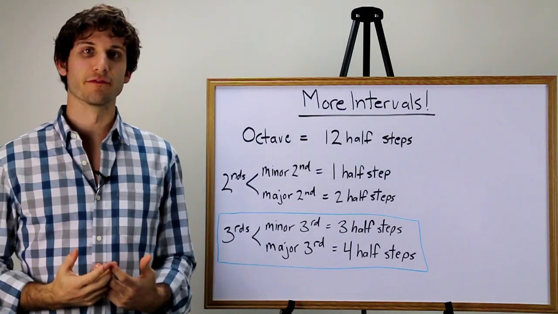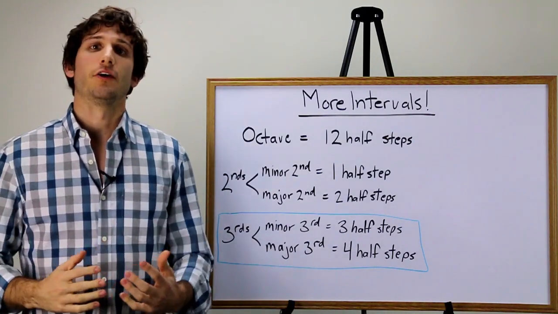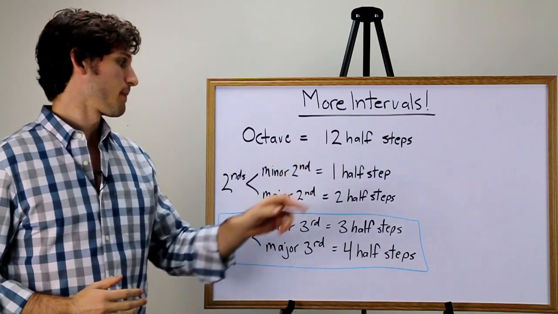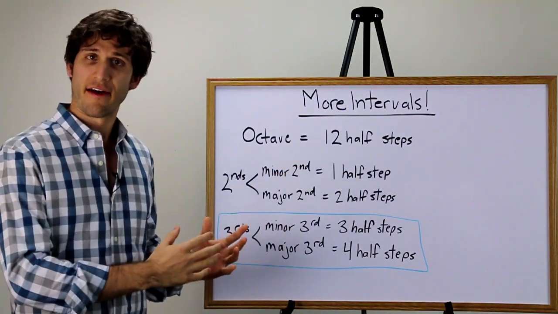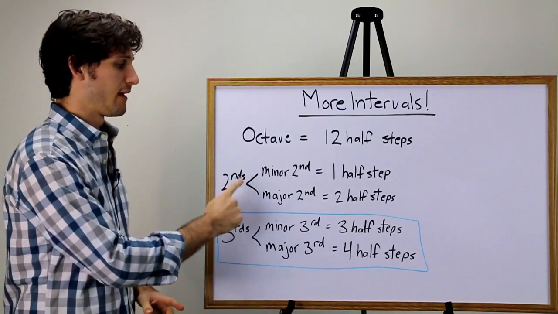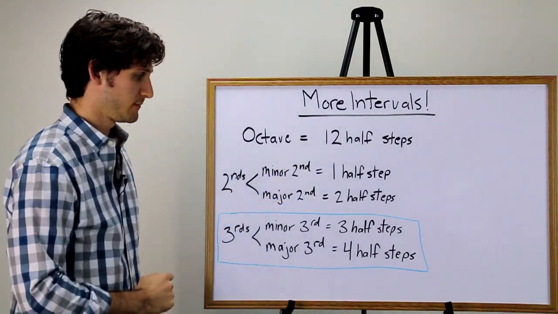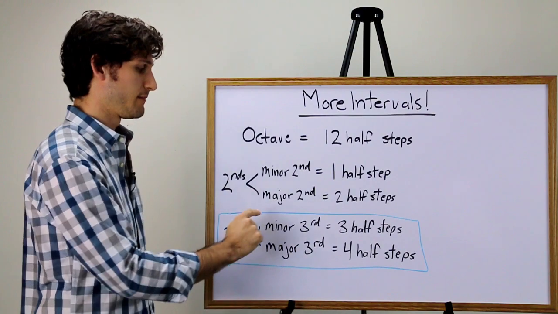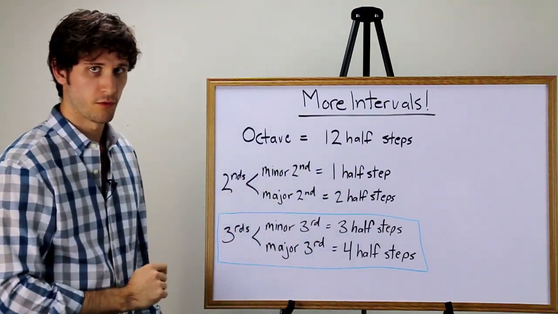In our last video about intervals, we talked about octaves, which is comprised of 12 half steps, and then we talked about half steps and whole steps, which go by another name, the seconds family, minor seconds and major seconds. Remember, a minor second is 1 half step and a major second is 2 half steps or 1 whole step.